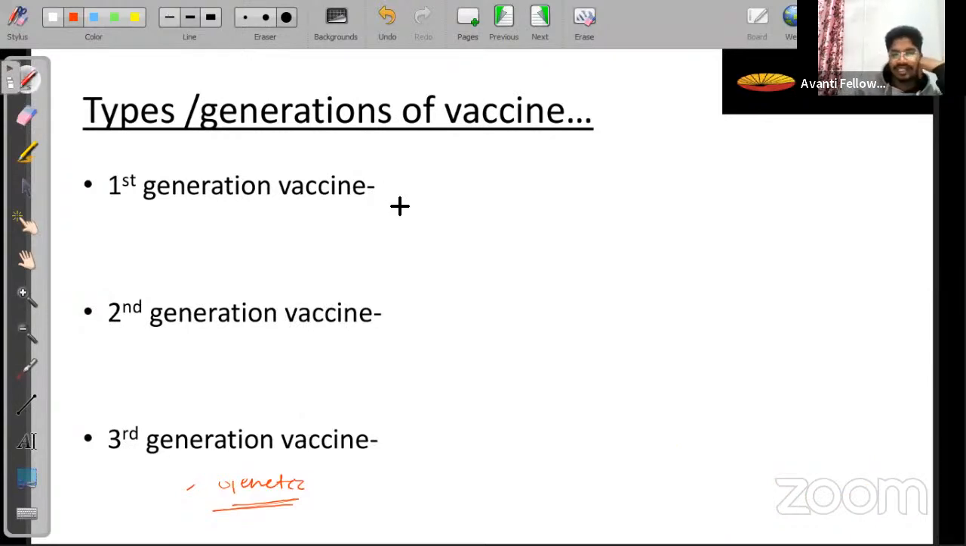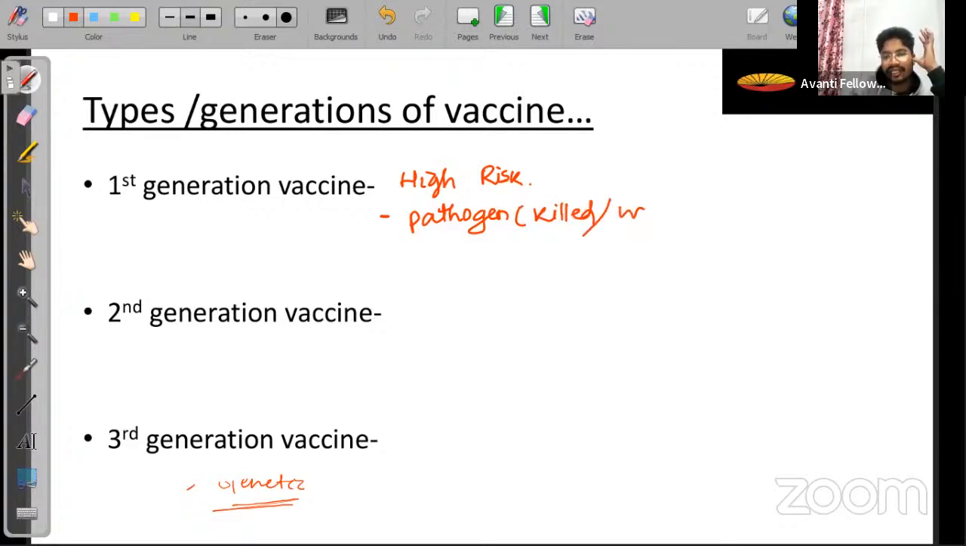If you are talking about first generation of vaccine, first generation vaccines have high risk. Their risk and side effects are higher. Why? Because in first generation of vaccine, initially these vaccines were prepared, and in this vaccine, instead of antigen, the pathogen was given directly, and the pathogen was either killed or probably weakened.